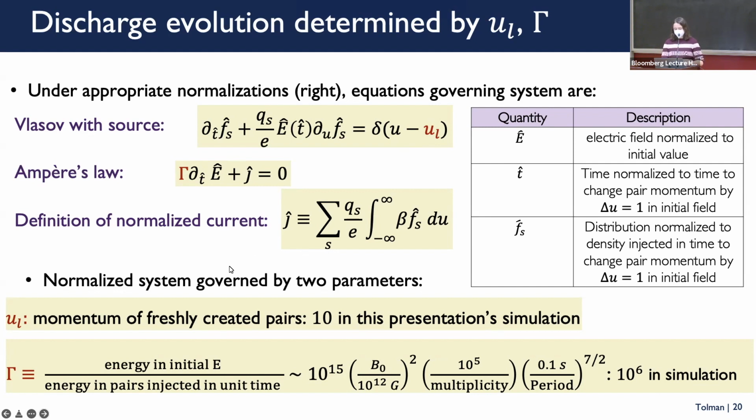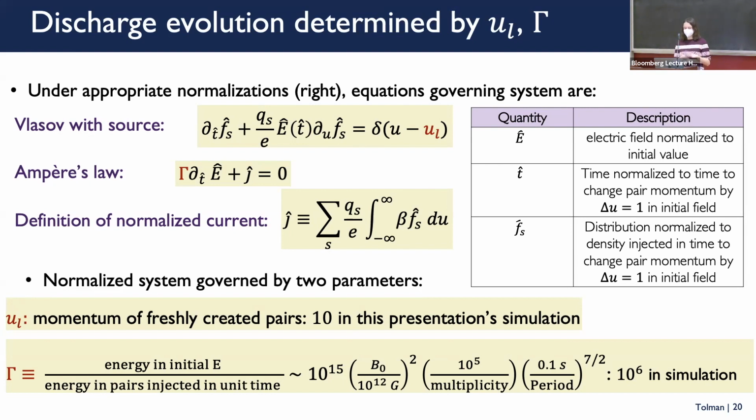If we look at these equations, there's really only two parameters in them. The first is this UL, which is the momentum of the freshly created pairs. This presentation simulation has a value of 10, but in an actual pulsar, it can be quite a bit higher, up to about 1,000. And then we have this parameter gamma, and this is relating the energy in the initial electric field to the energy in pairs that are injected in a specific unit of time.